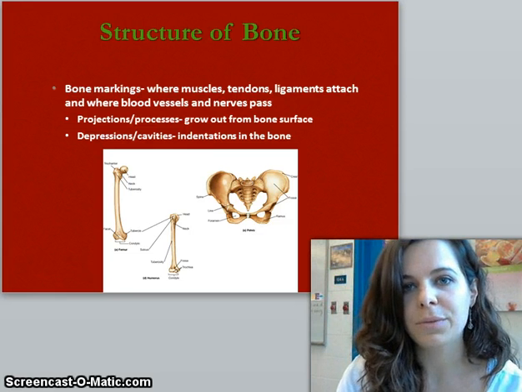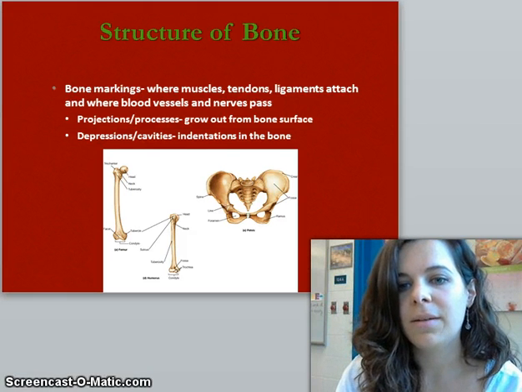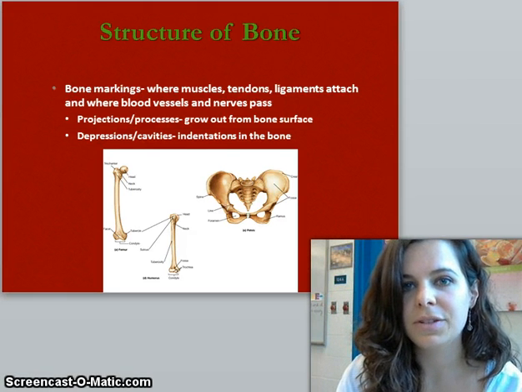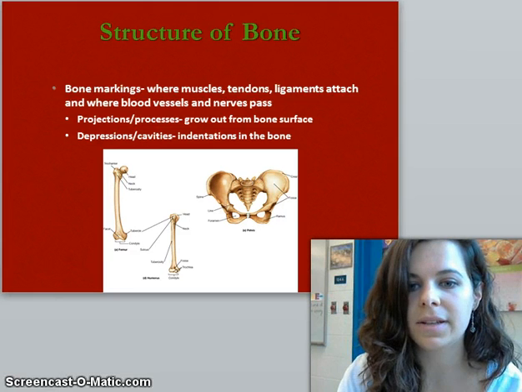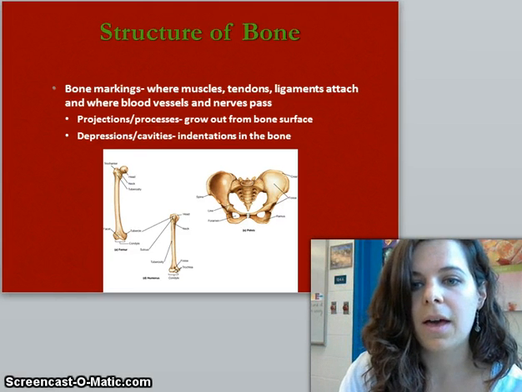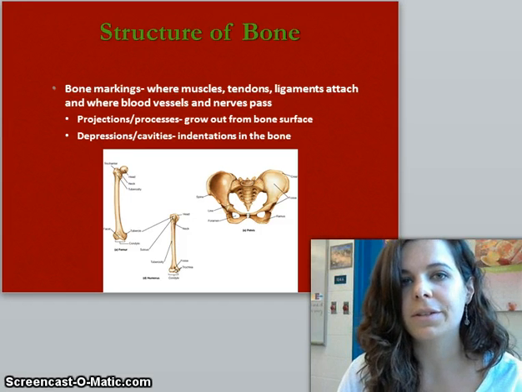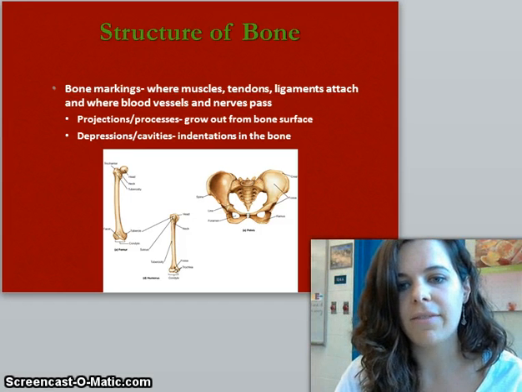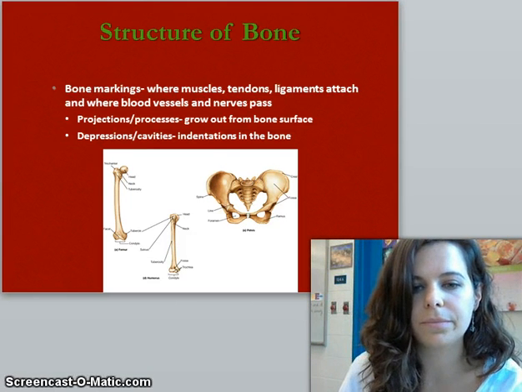On bones, you have bone markings, which we reviewed in class. This can be where muscles, tendons, and ligaments attach. Those would be projections and processes that grow out from the bone surface. Those can also be found at joints. Or it can be where blood vessels and nerves pass, and those would be depressions and cavities, or indentations in the bone.